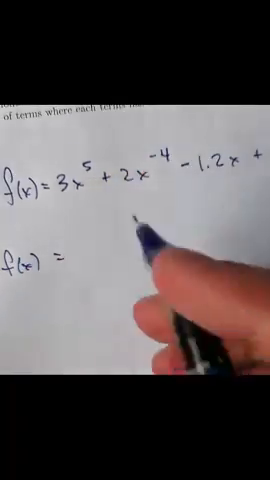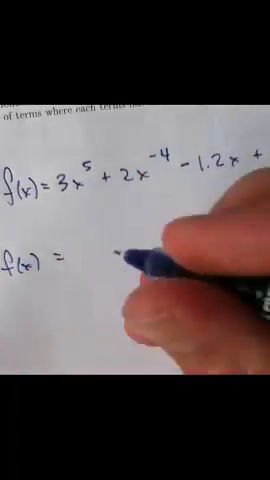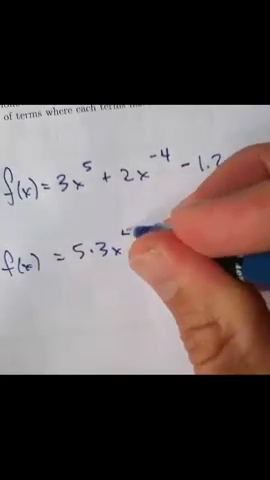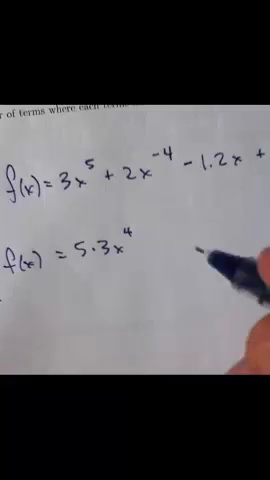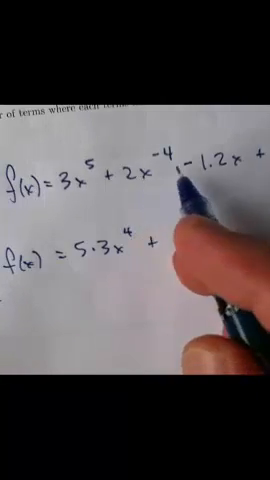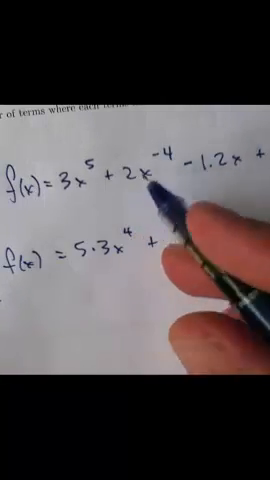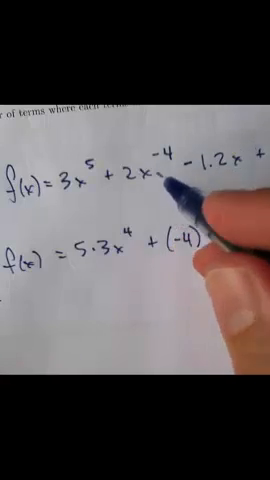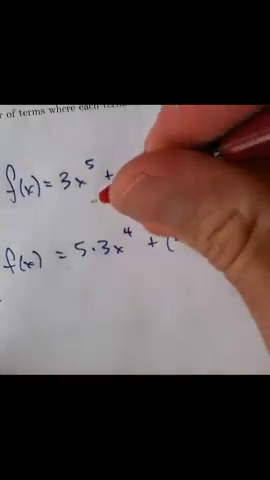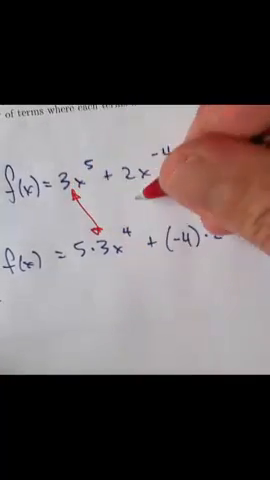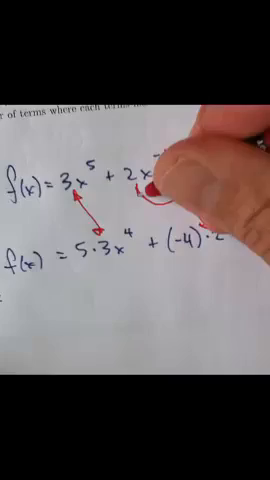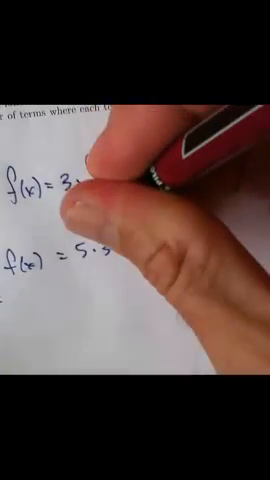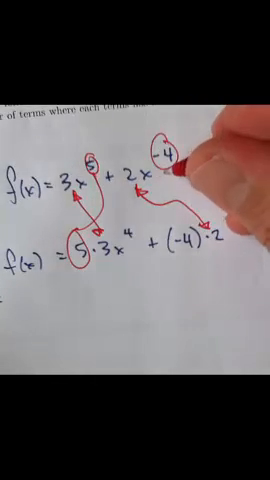Now, the rule says bring that exponent down and then subtract 1 from it. For the next term, do the same thing. Bring that exponent down. Negative 4 times 2. That's the 2. You keep these coefficients there. They don't disappear or anything. They stay. This 5 is this 5. This negative 4 is this negative 4.